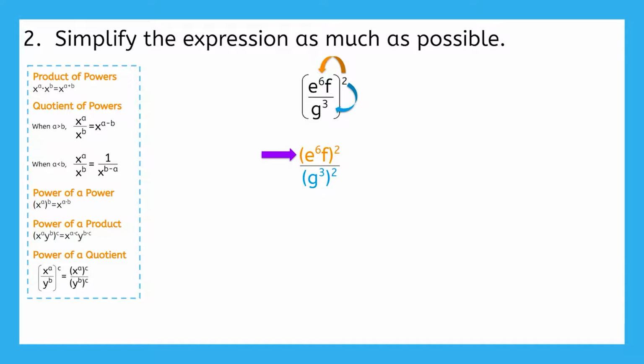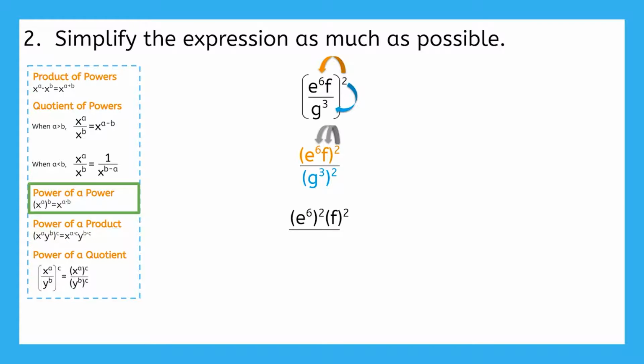Because the numerator has a product raised to a power, we need to use the power of a product property, which tells us to distribute the outer exponent to each component within the parentheses, giving us e to the power of 6 squared times f squared. How can we simplify the numerator further? We can use the power of a power property.